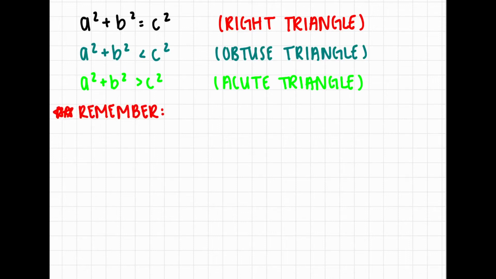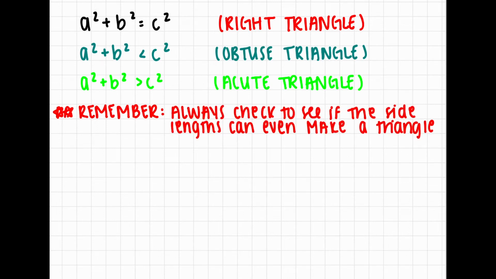So there's something that I need you to remember. In these problems, you're going to be given 3 side lengths or a triangle with 3 sides, something like that. You're going to have to check it to see if it's a right, obtuse, or acute triangle. But you need to always check to see if the side lengths can even make a triangle.